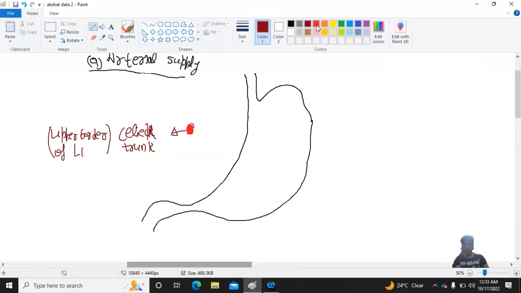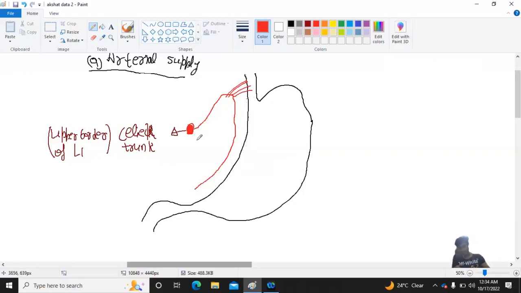It gives a branch, the first branch, which is called the left gastric artery. It goes upward and then comes downward like this and covers the lesser curvature of the stomach. This whole is the lesser curvature. It gives some esophageal branches also. So this is the left gastric artery.